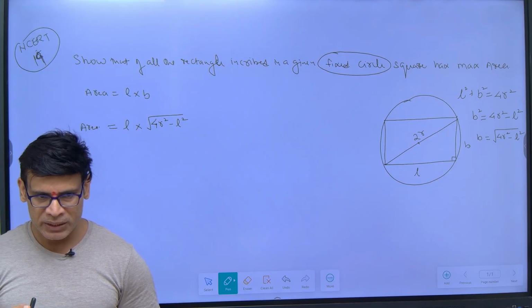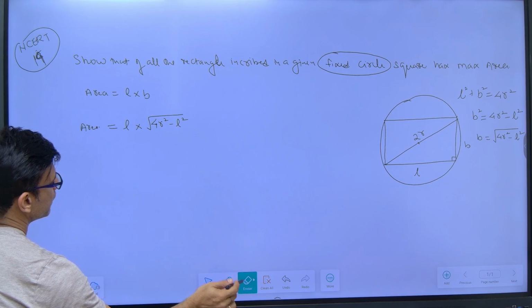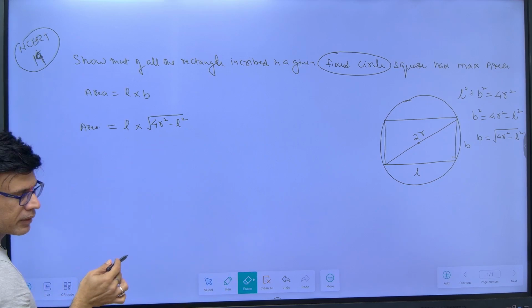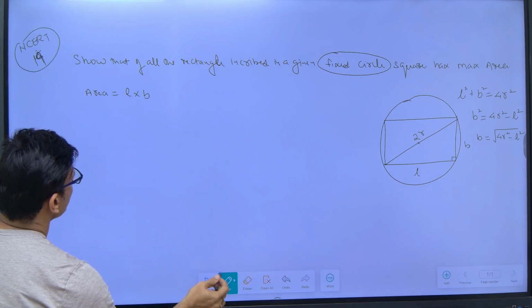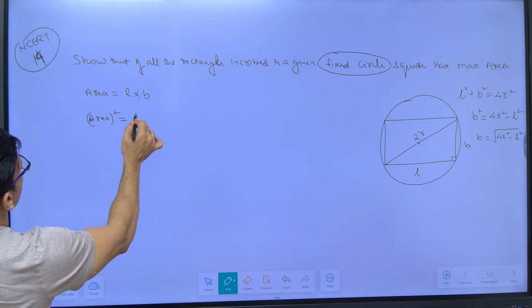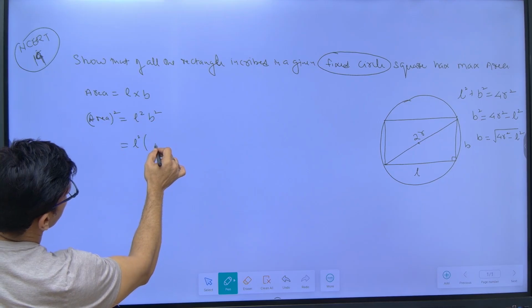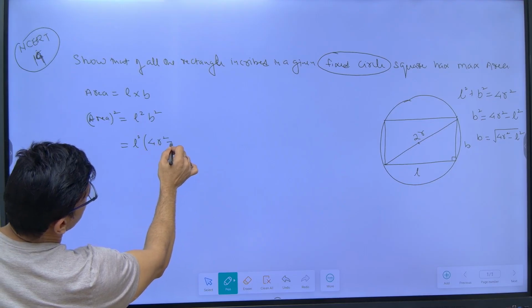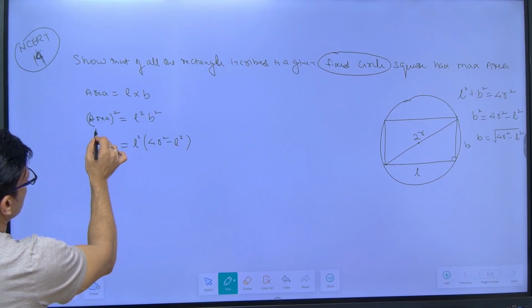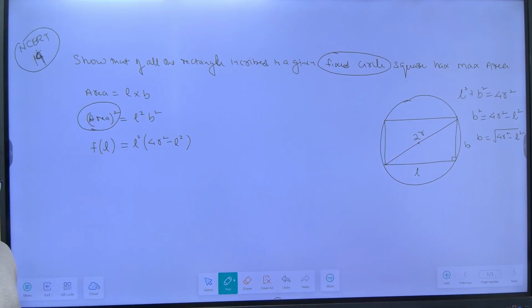See, understand, maths में ये चलता है. If roots are troubling you, because derivative of root itself is difficult, right? So if roots are troubling you, what you can do, you can take area, square it, L square, and this is B square is what? 4R square minus L square, and make this as a function of L. To get rid of root, you take square and make square as a function. No change in the final answer.